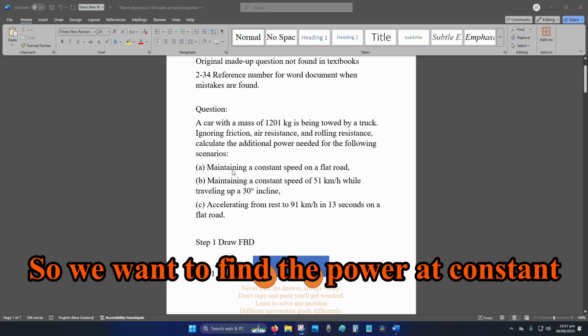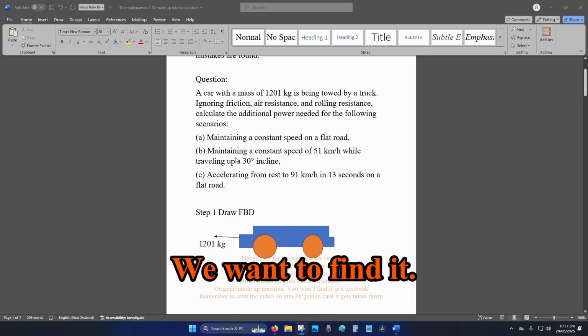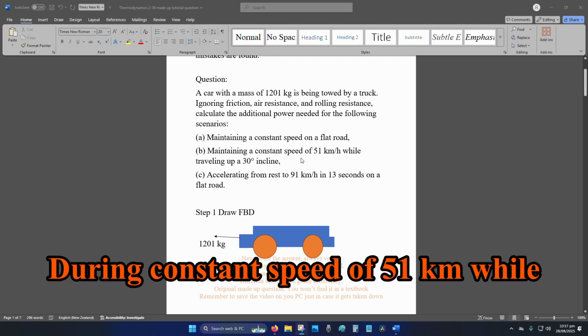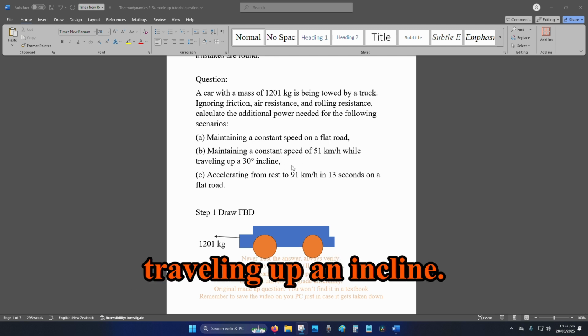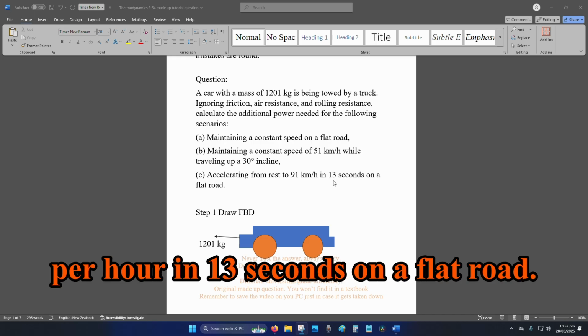So we want to find the power at constant speed on a flat road. We want to find it during a constant speed of 51 kilometers per hour while traveling up an incline, and then accelerating from rest to 91 kilometers per hour in 13 seconds on a flat road.